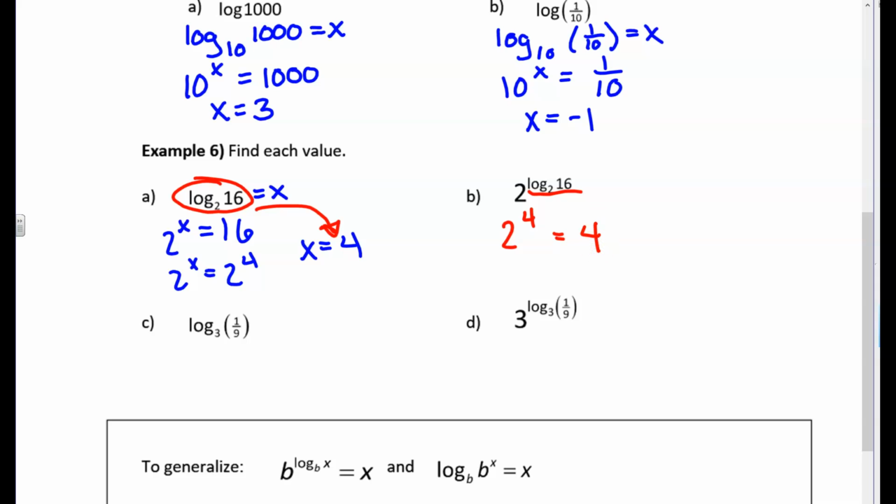Whoa, no, back that up. It's not 4. 2 to the 4th is 16. So that was my answer. 2 to the log base 2 of 16 is 16.